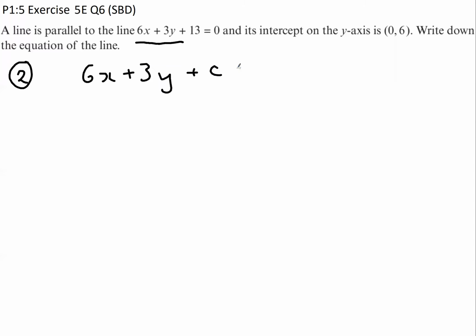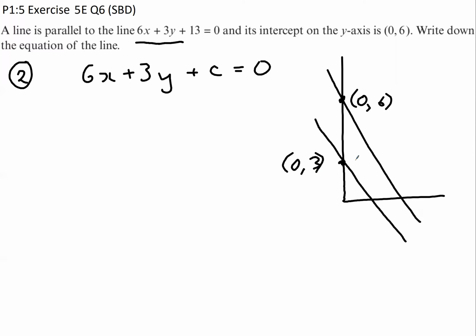The difference is in that constant value. Simply that's going to move it up and down. So there we've got two parallel lines. All that differs between them is how far up they've gone. So it's the constant value that's actually changed.